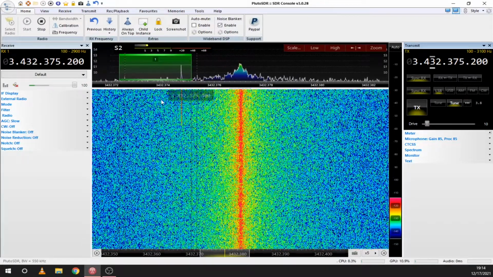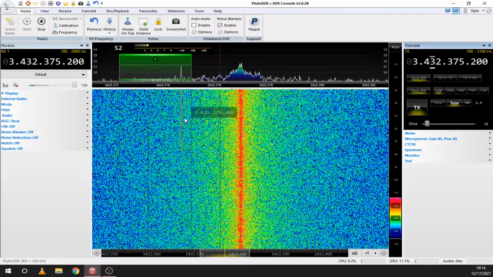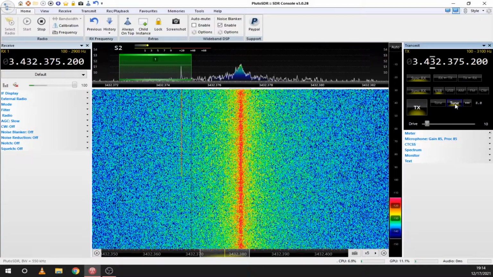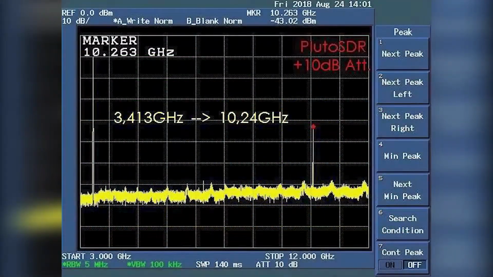The way this works is by transmitting on 3.4 GHz and the third harmonic will be on 10 GHz. Here is a picture that I found from a spectrum analyzer. Note the harmonic is 33 dB lower than the main frequency.